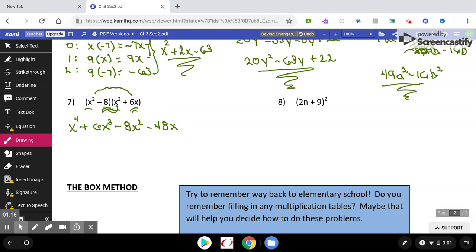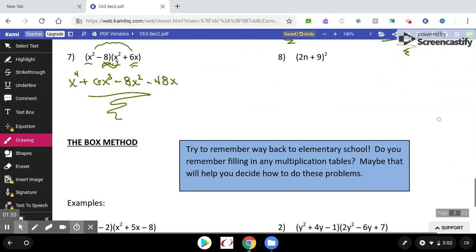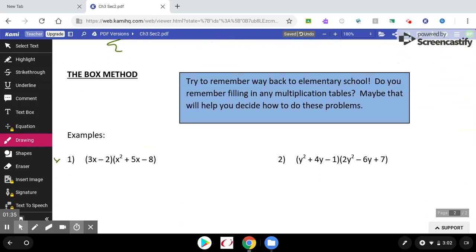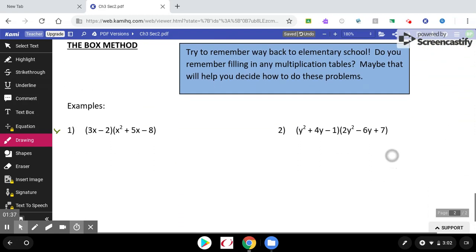So the question would be, can I combine an x to the fourth with an x to the third with an x to the second with an x to the first? And the answer is no, they're not like terms. So on this one, we actually end up with an answer that's 4 parts to it. It's called a polynomial. Now I'm going to skip number 8 and come back to it because I want to show you one more way to do a FOIL problem, but it's better to illustrate the box method by doing one of these guys down here.